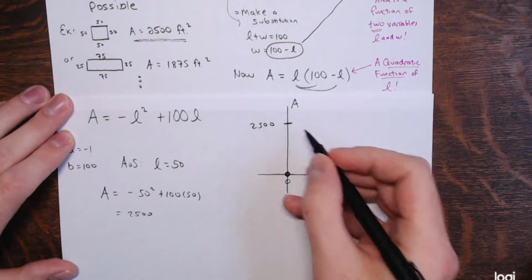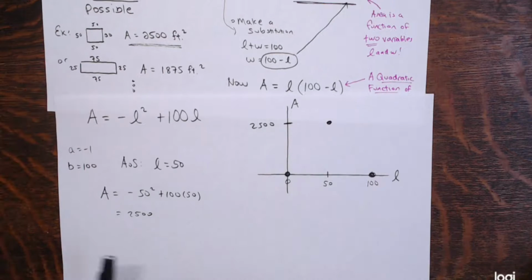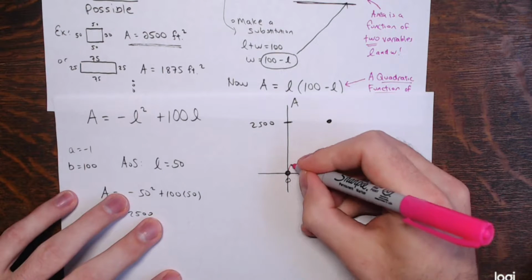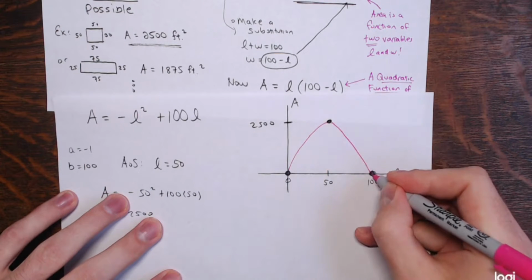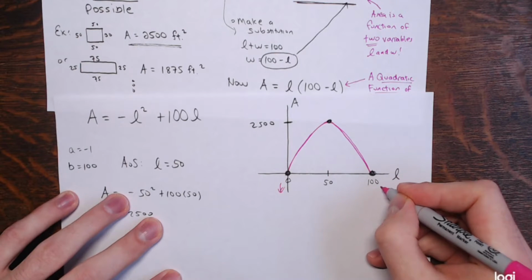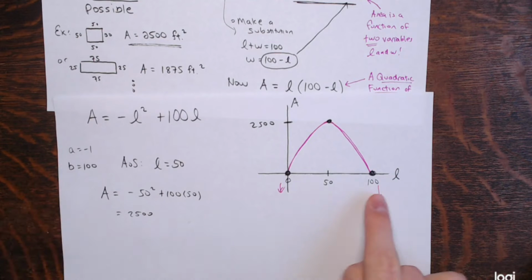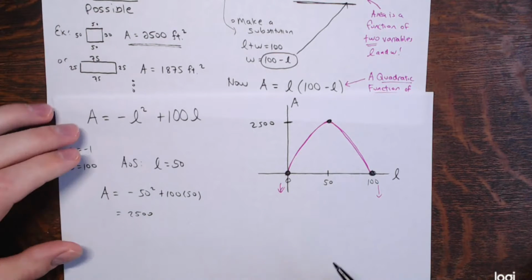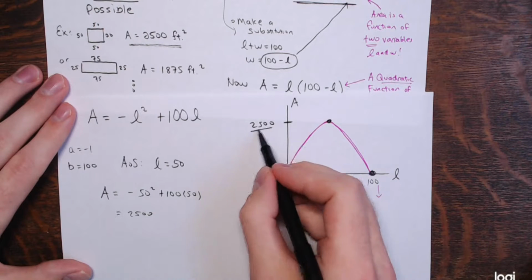So the maximum area is 2,500 square feet. It's a parabola opening down like this. Now I wouldn't actually go below to the negatives because these are talking about areas. Areas shouldn't be negative, but this is it. This is the maximum.